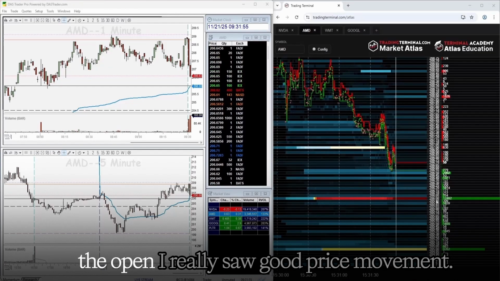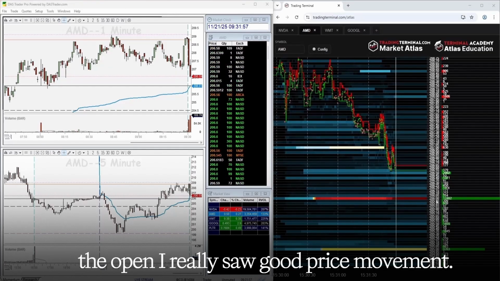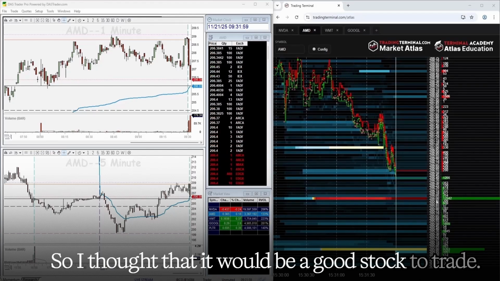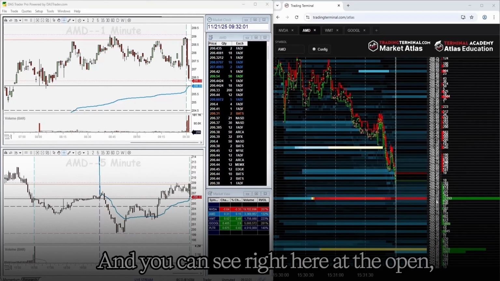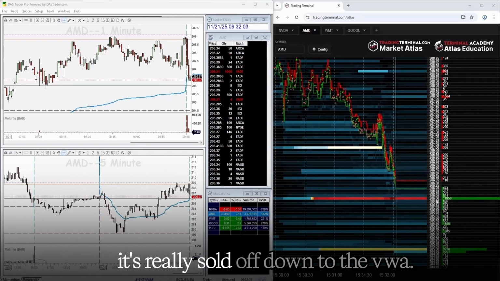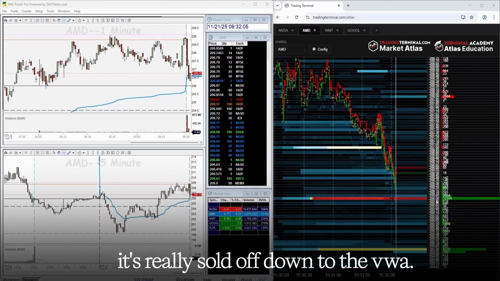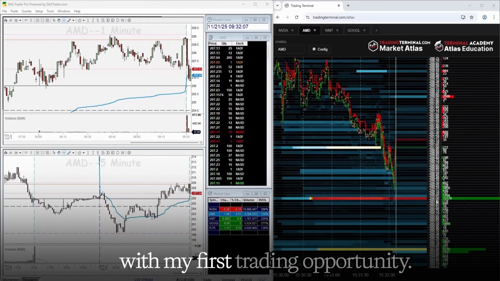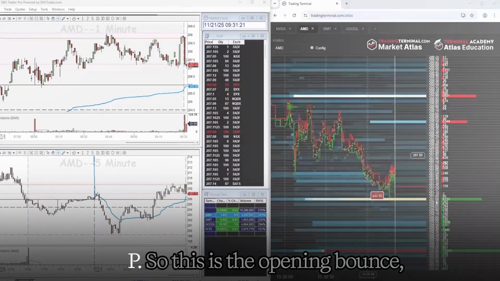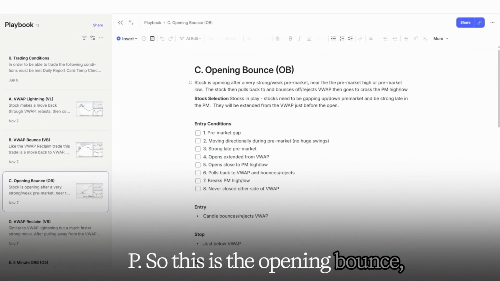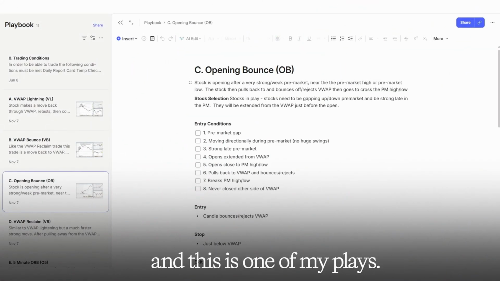And at the open, I really saw a good price movement. So I thought that it would be a good stock to trade. And you can see right here at the open, it's really sold off down to the VWAP. And I'm about to be presented with my first trading opportunity. So this is the opening bounce. And this is one of my plays.